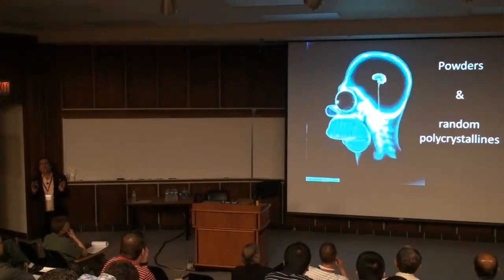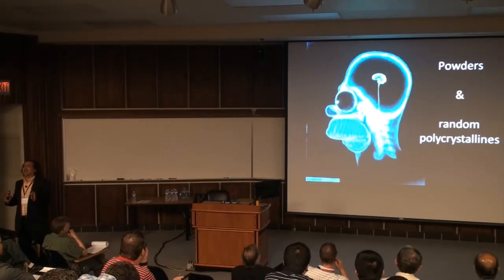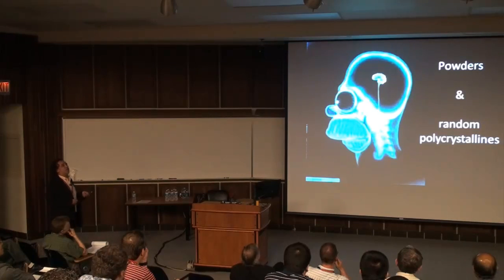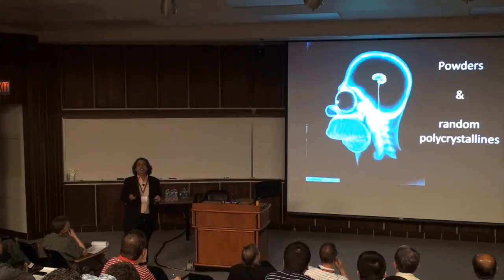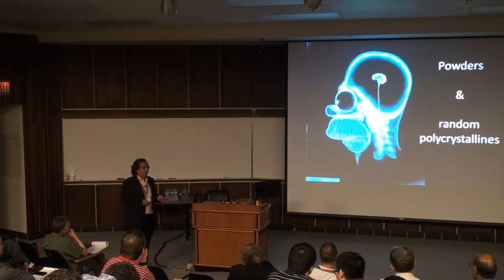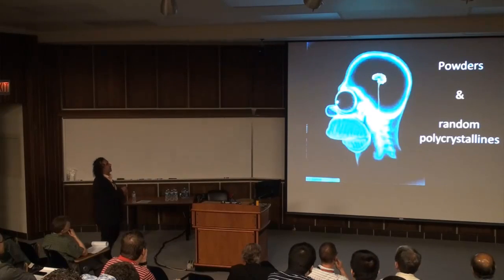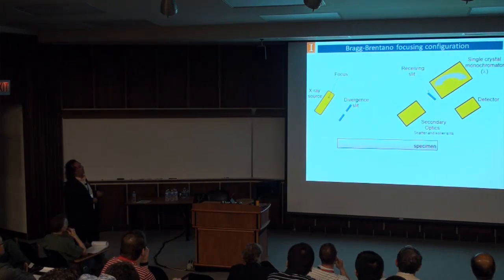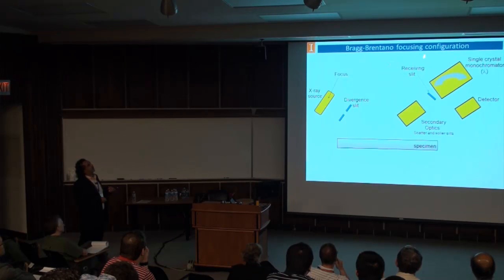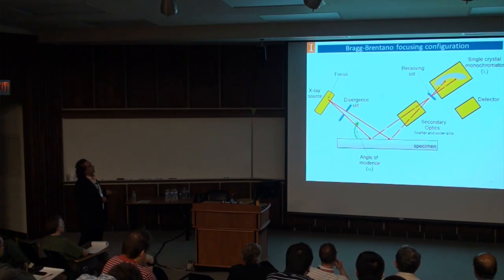Now, let's go to different applications. I'm going to start with the case where you have unknown materials, where you don't know the structure, or you have a material that could be a film or a bulk, where everything is typically random. Grains are randomly oriented. The basic configuration that we have is the Bragg-Brentano focusing configuration, where the X-ray beam comes from the source, is diverged, hits the sample, and is guided back and focused in the detector.